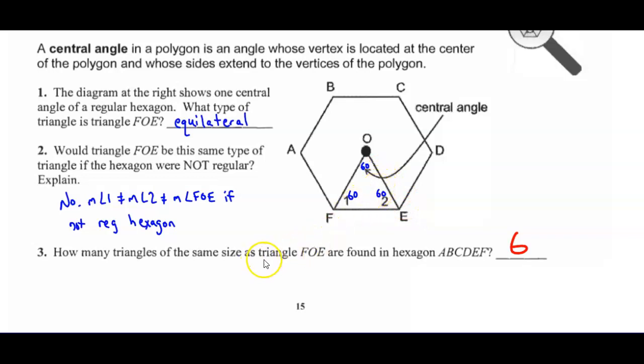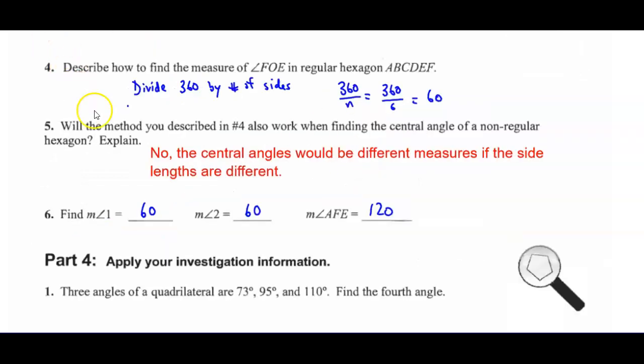All right, so how many triangles of the same size are there? We can make 6 of them, because I can just keep on connecting to each of the vertices. There's going to be 6 going around the hexagon. All right, so keeping on with that same concept, describe how to find that measure. We just did that. We divide 360 by the number of sides. That's how we do a central angle. Came out to 60. Would that work if it was a non-regular hexagon?